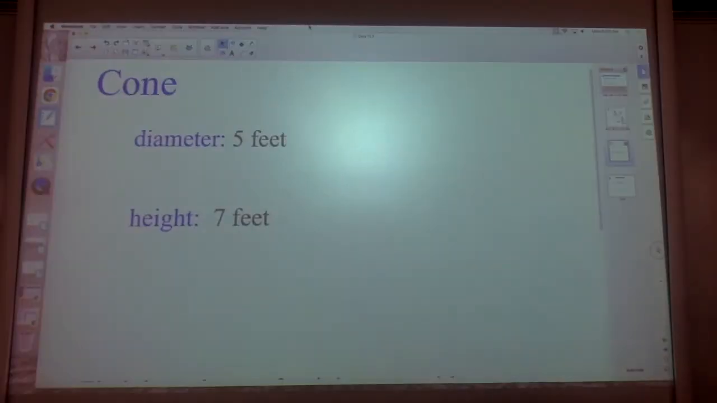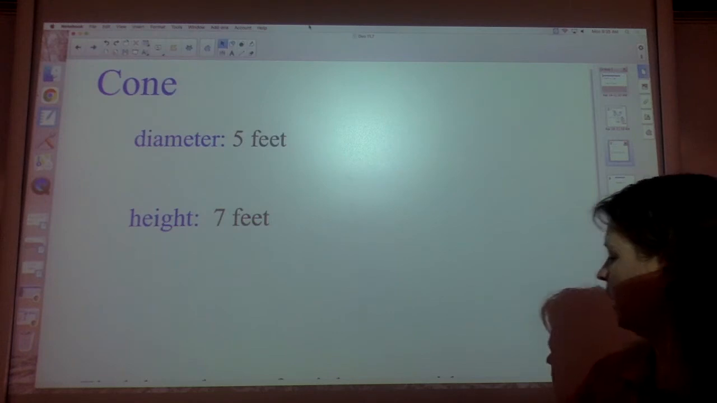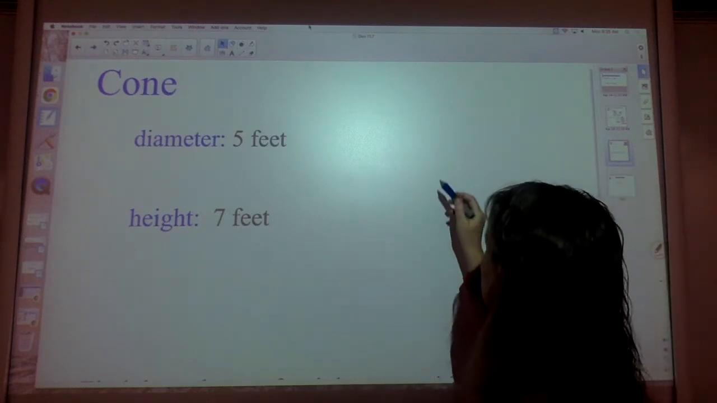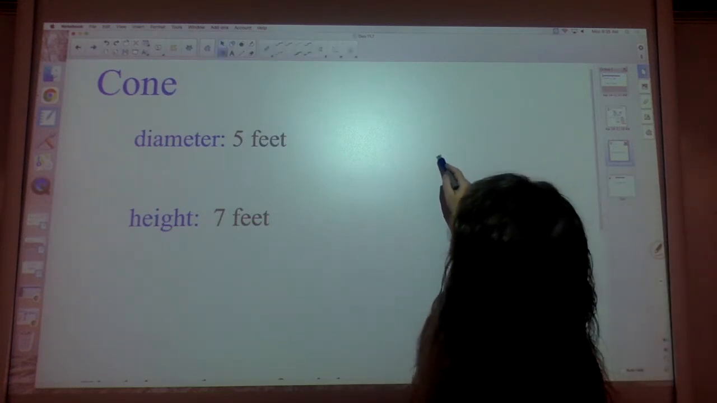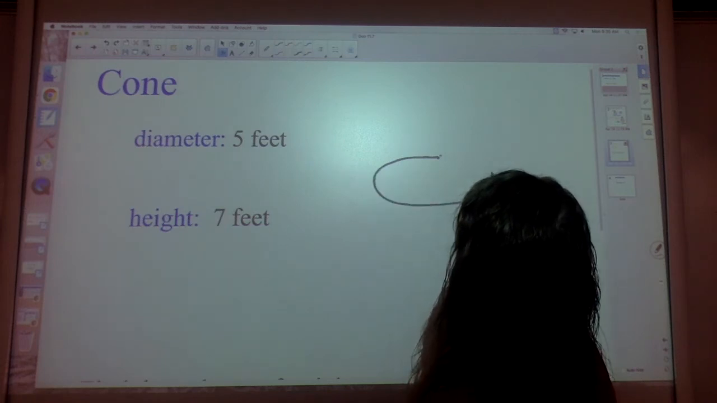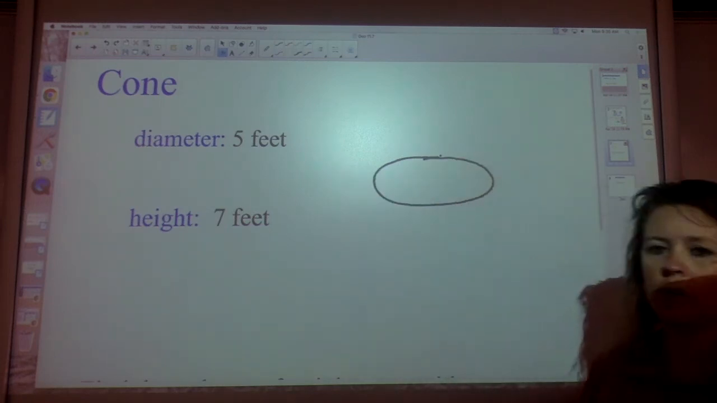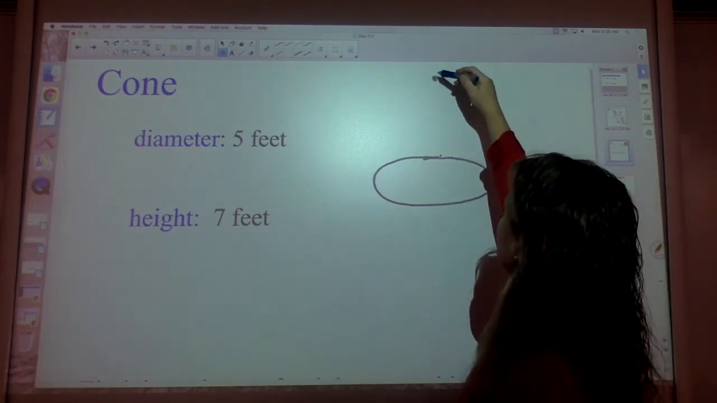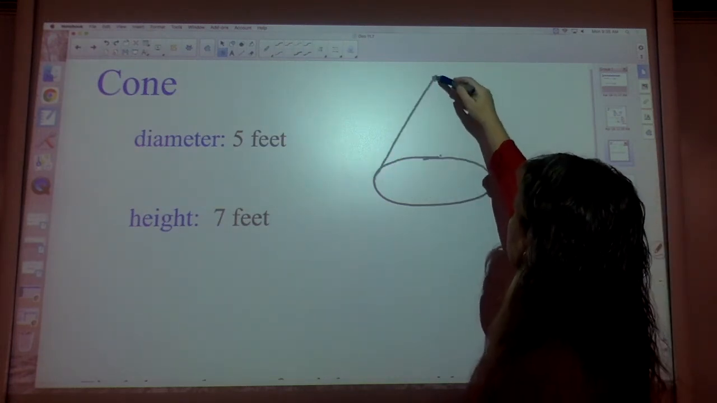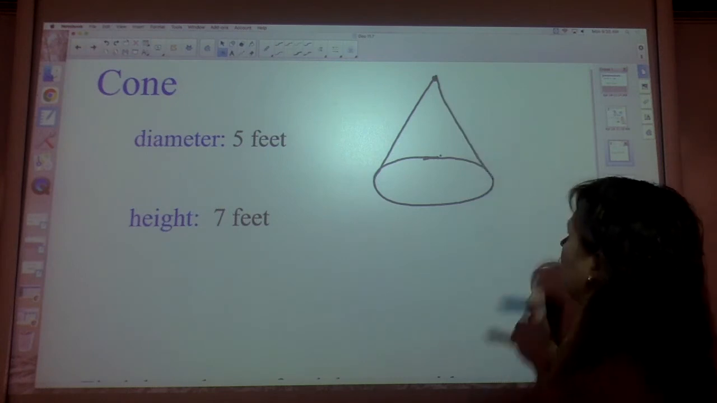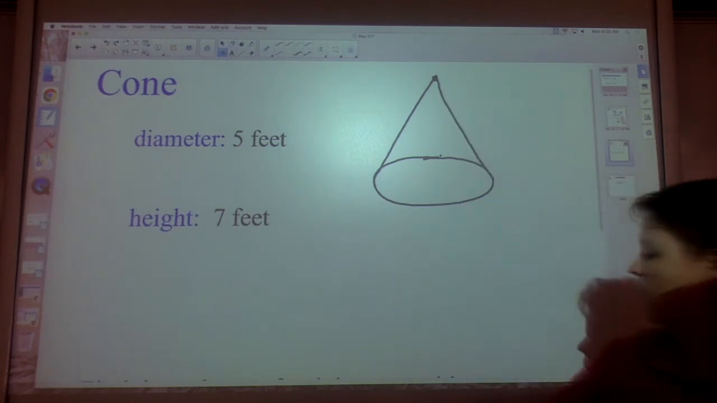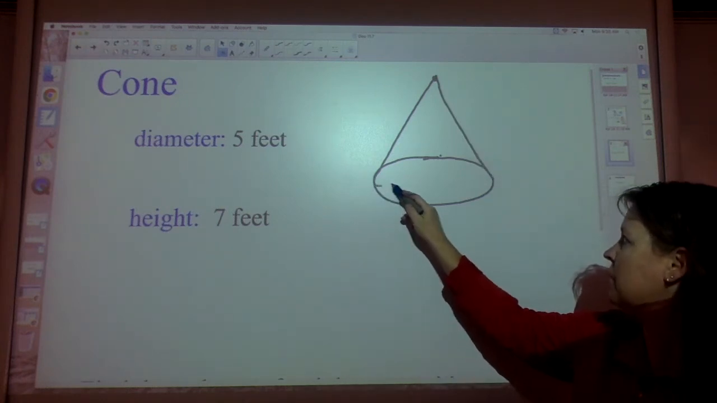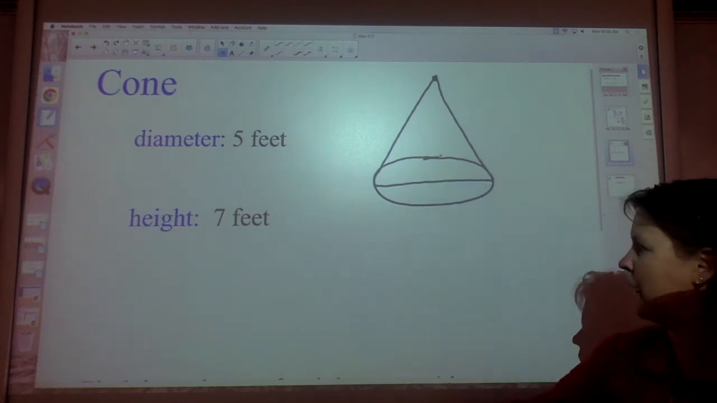Okay, so now we're going to do a cone. And you could probably draw a cone, but when you draw a cone, don't make the base a perfect circle. You want it to go a little bit three-dimensional. So draw an oval, pick a point at the top to be the vertex. Just make a little clown hat there. There's your cone. With a diameter of 5 feet, please take note that that's the whole entire diameter.